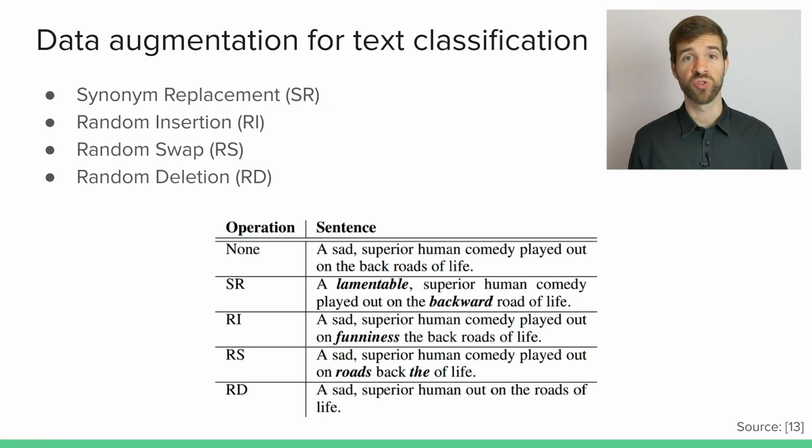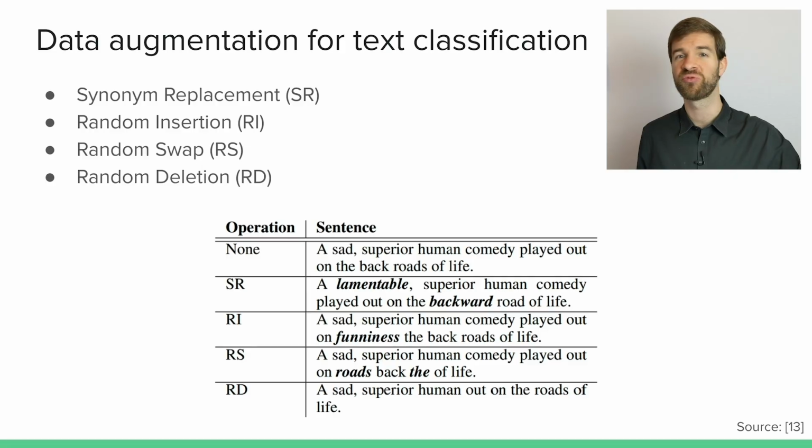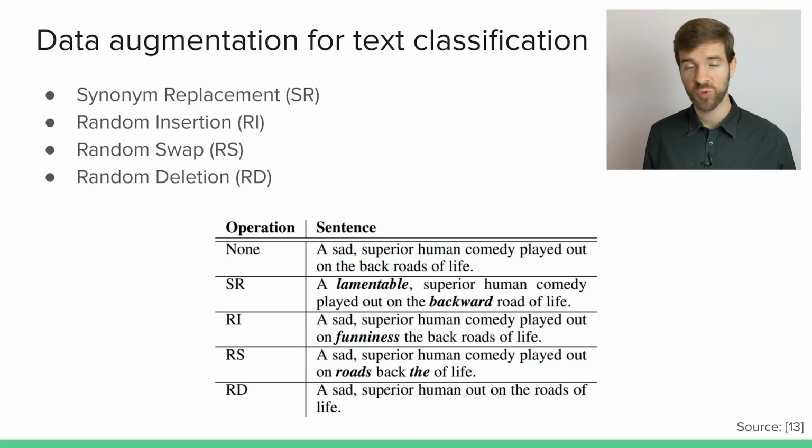If we go to the text domain, you can also apply some meaningful data augmentation techniques here, like synonym replacement, where you replace one word with another word that has the same meaning, a synonym. You can perform random insertions where you just attach another random word somewhere in your input, and the network should still kind of be able to make some sense out of it.